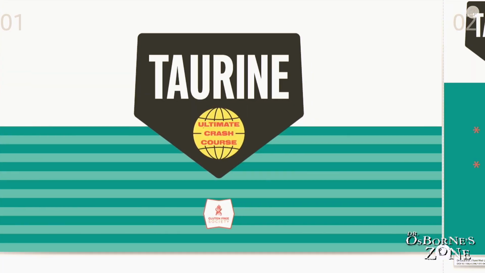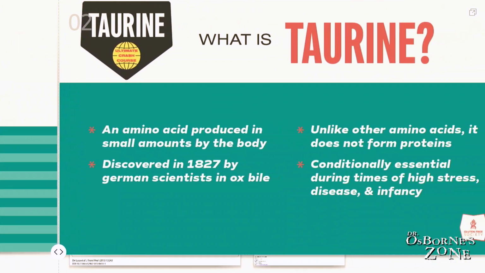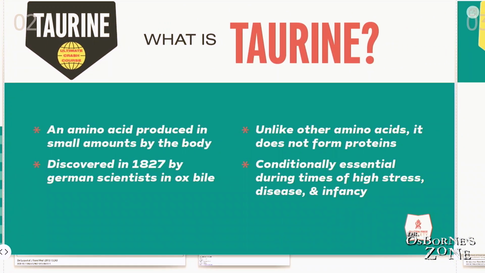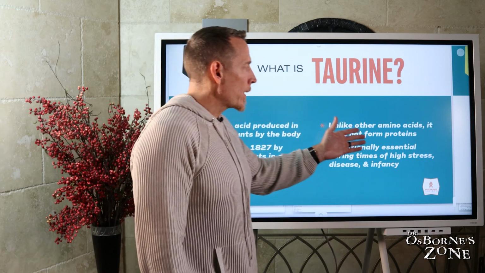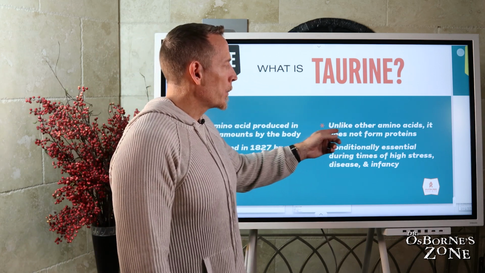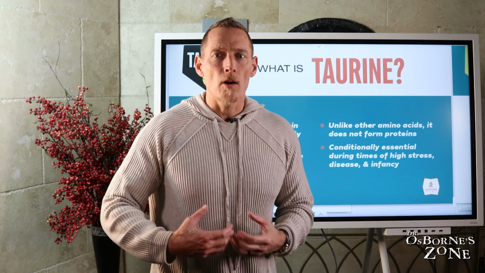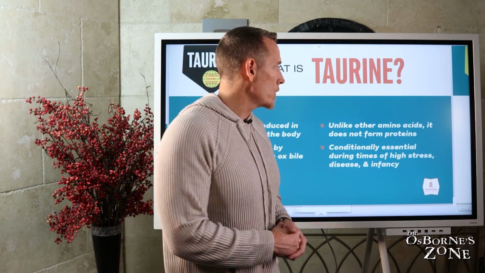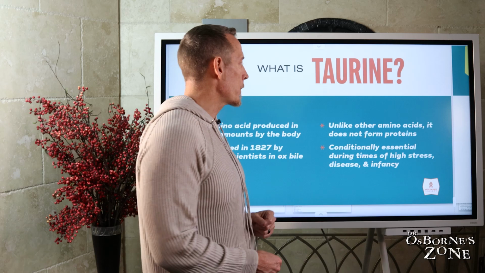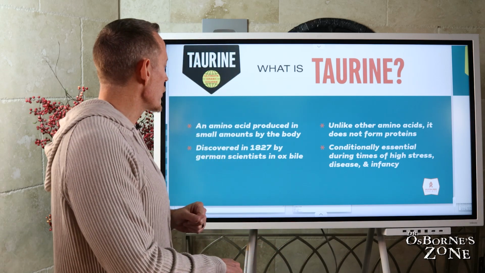Now, taurine is a unique amino acid for several reasons. Number one, unlike other amino acids, it doesn't form protein. So all the other amino acids that we talk about connect with each other to form longer chains of different proteins that have different functions. But taurine doesn't do that. It stands alone, and we'll talk about some of its functions shortly.